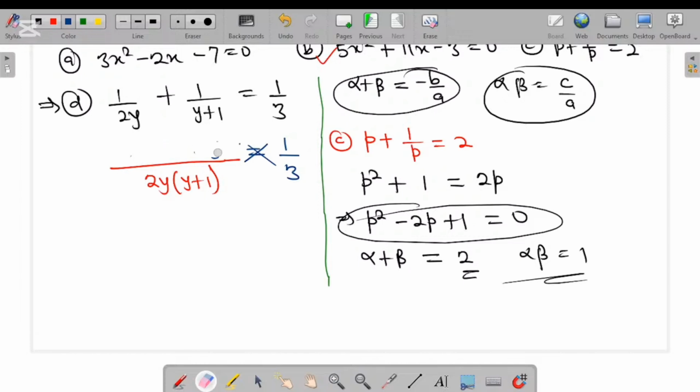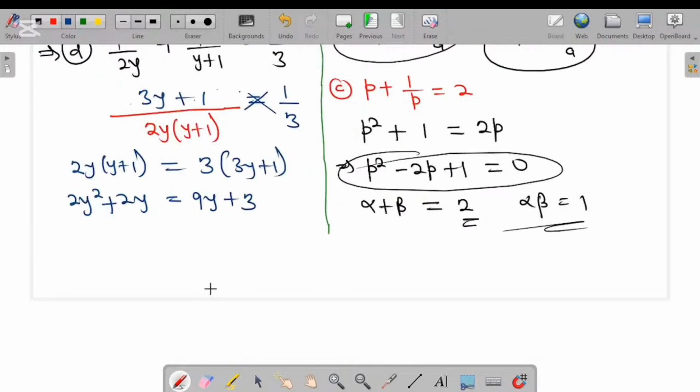So let me remove this. We have 3y plus 1 up there. Okay, so let's cross multiply. Let's open our brackets now, so we'll have 2y squared. And we are done. So collect like terms. In fact, move everything to this side. This 9 coming here will become minus 9. And 2 minus 9 will give us minus 7y. And then 3 coming here will be minus 3 is equal to 0.